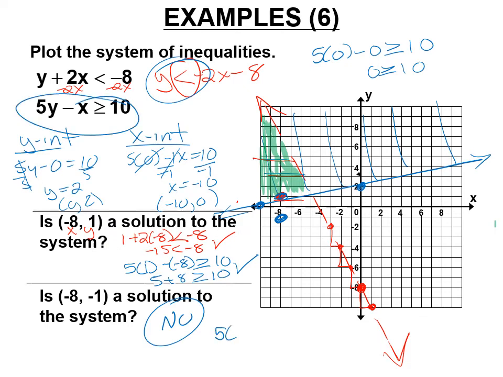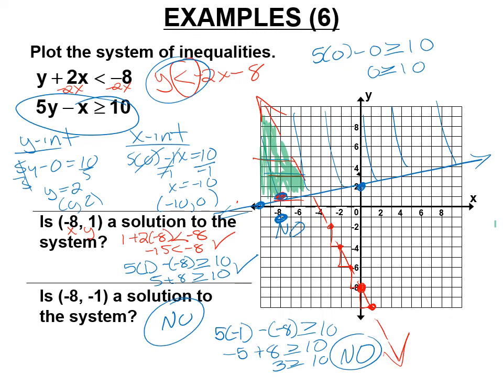So y is negative 1, I'm putting it into the bottom equation: 5 times negative 1 minus negative 8 greater than or equal to 10. So 5 times negative 1 is negative 5, minus negative 8 is plus 8, greater than or equal to 10. Negative 5 plus 8 is 3. 3 greater than or equal to 10? No. That's supposed to be a 10. And then no. So two ways I've shown that this is not a solution to this system.